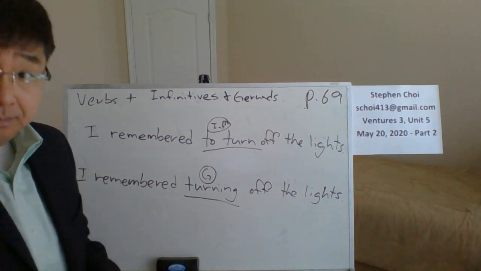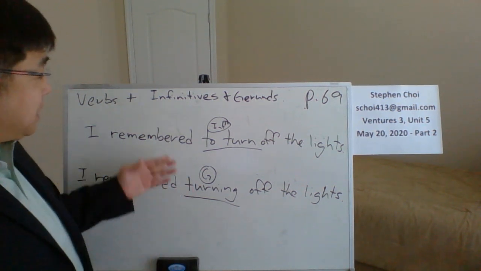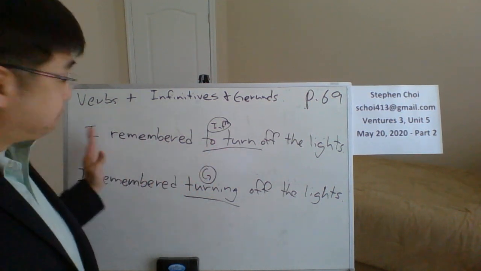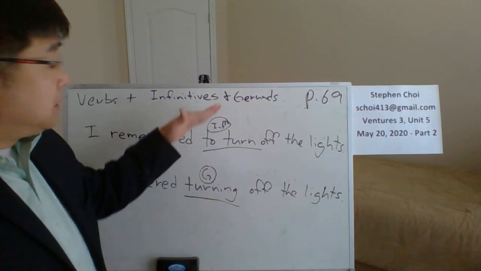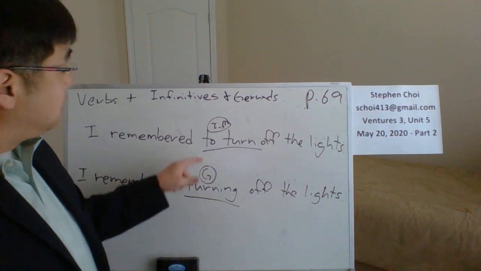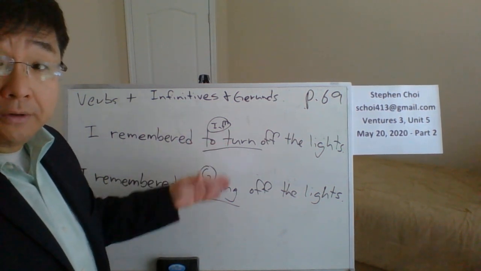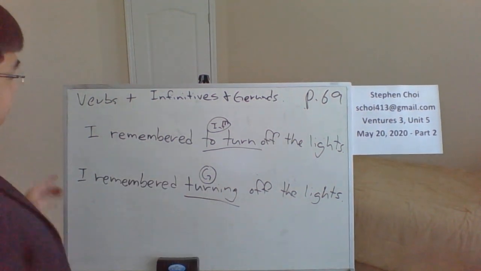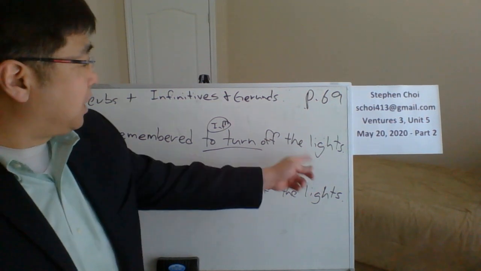So they're both good. They both sound good, and no problem with grammar. Everything's good. But again, just like the last sentence, these two sentences have totally different meanings depending on whether you use the infinitive or the gerund. So what's the difference in meanings?